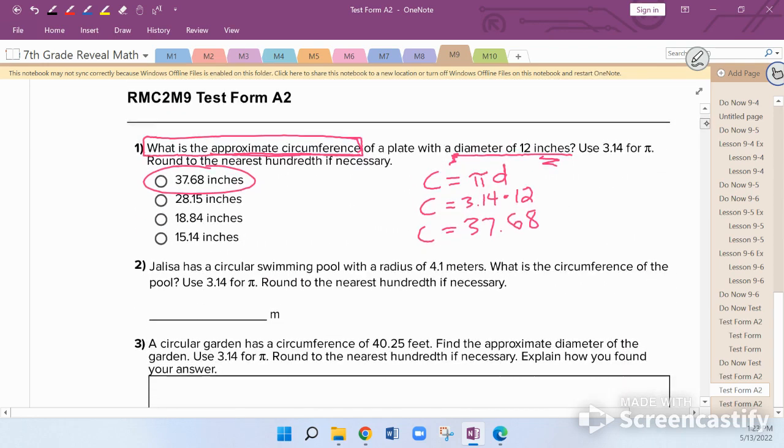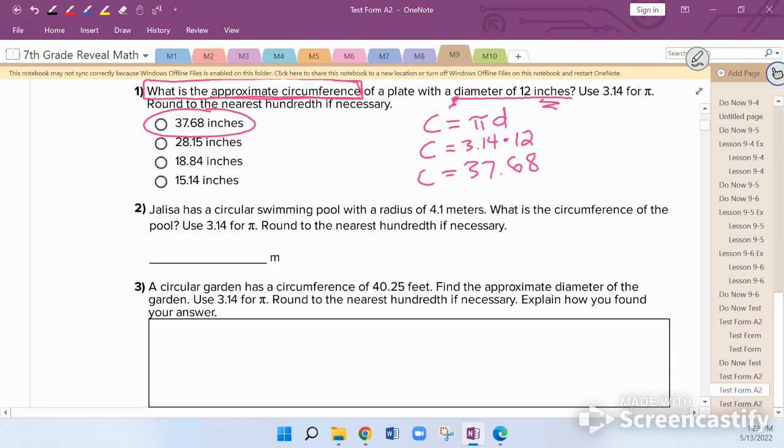Wait, can you go back? Yeah. Okay. All right. Now we're on to number 2.